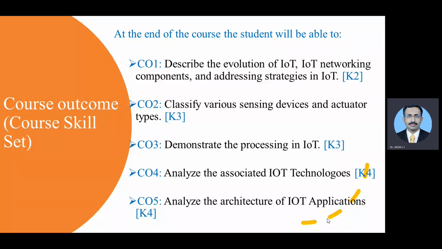So it is in different levels: K1, K2, K3, and K4. You should also know what K1, K2, K3, K4, K5 and K6 are. You know that? Yeah, knowledge level 1, what is that? Remember. Then understand. Then analyze. Then apply. Then evaluate and create.